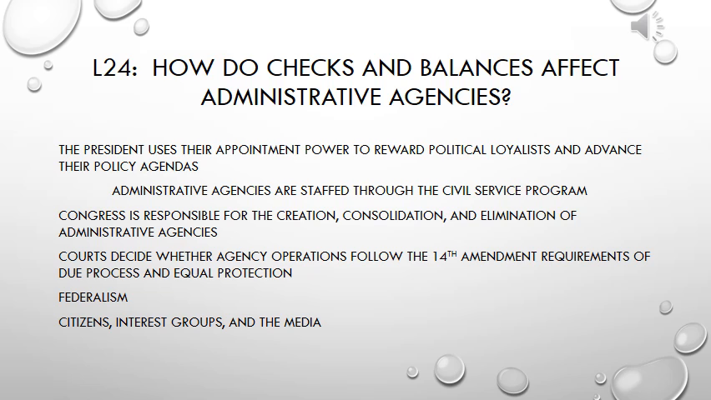Congress is responsible for the creation and the elimination of administrative agencies. Congress giveth, Congress can take it away. Courts can decide whether agency operations follow the 14th Amendment's requirements of due process and equal protection. There's also an element of federalism, and citizens, interest groups, and the media can also provide a check and balance on them through what we call the Iron Triangle. And we'll talk about the Iron Triangle in class.